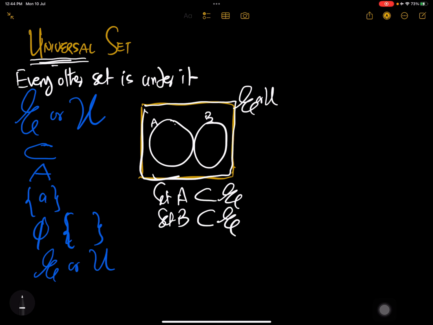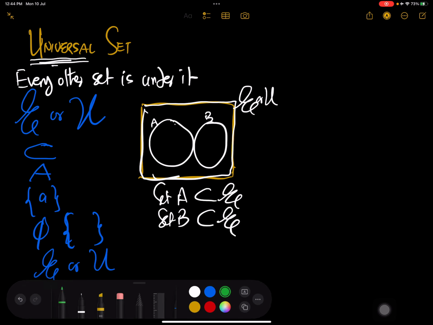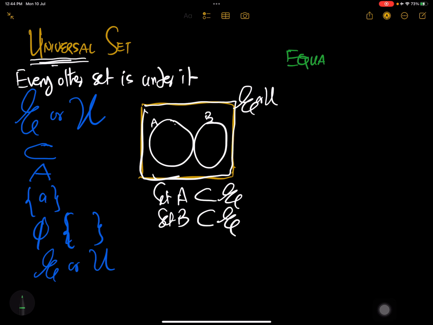Now the next one we're going to look at is what we call the equal set. Two sets are said to be equal if they have the same members. And we said the members are the same as elements. The same members or elements.